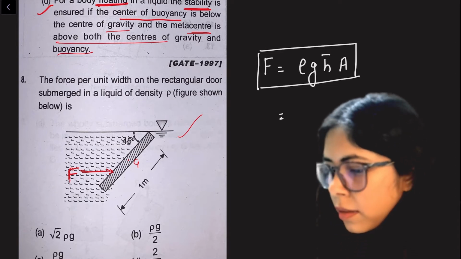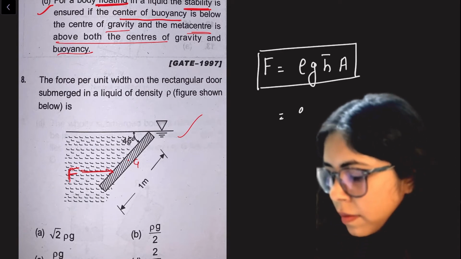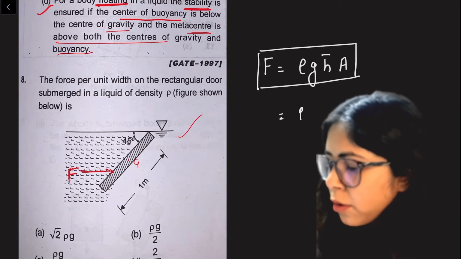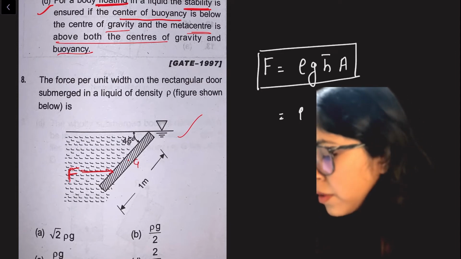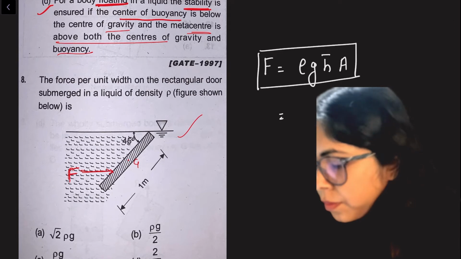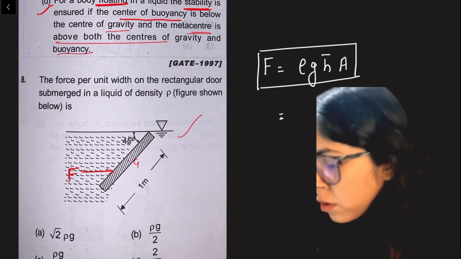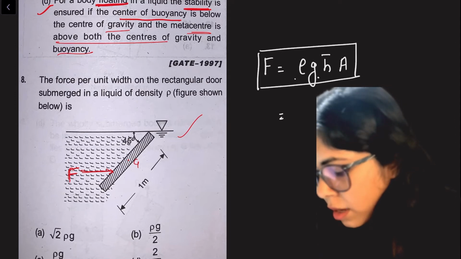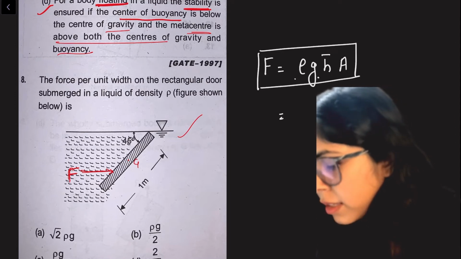rho is density. Is it water? It says submerged in a liquid of density rho. I don't know whether the liquid is water or not. They have given the liquid's density as rho. So rho we know, g we know, the area I can also calculate. The only thing is h bar.